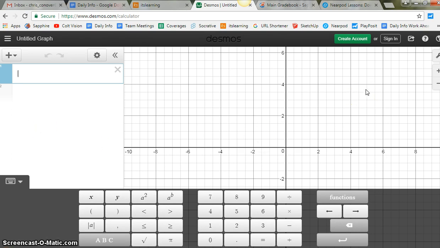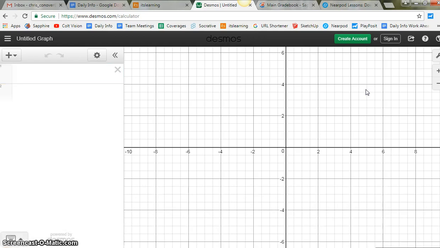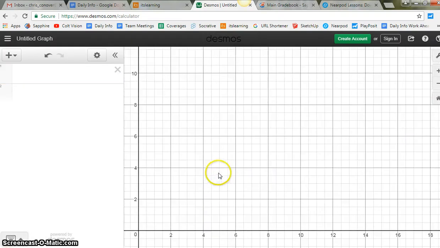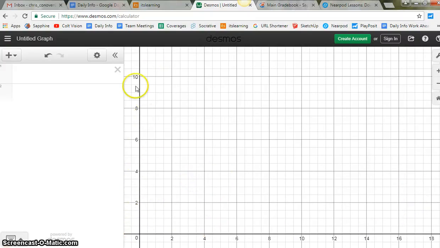The first thing you need to do before you put in your ordered pairs is grab your screen here and slide it over so that the origin is the bottom left corner, so that we're just looking at the first quadrant. Now my scale kind of runs by 2s the whole way up to about 12 on the y-axis and the whole way over to 18 or so on the x-axis.